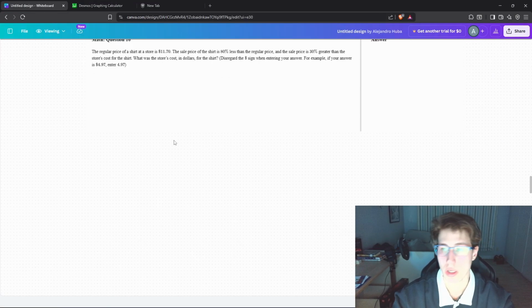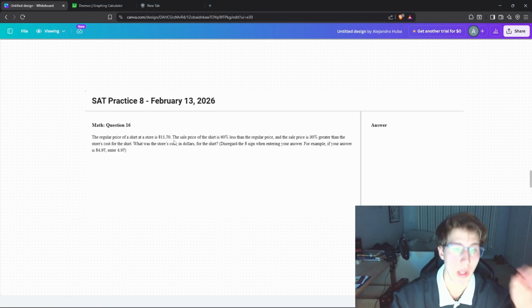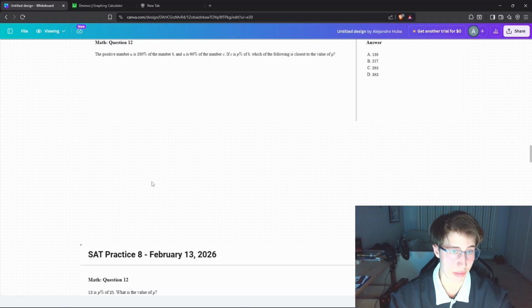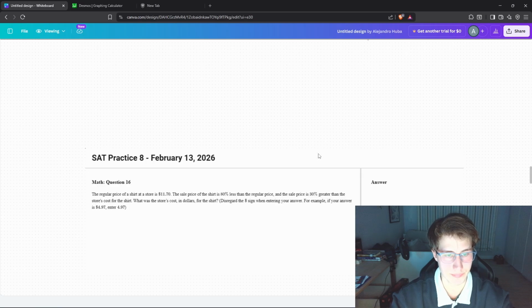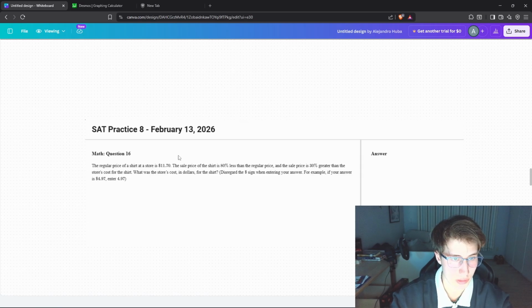Okay, so this is another regression question, but this one essentially uses numbers instead of actual constants, like this question here. So we have the regular price of a shirt is $11.70. So the regular price at a store is $11.70.